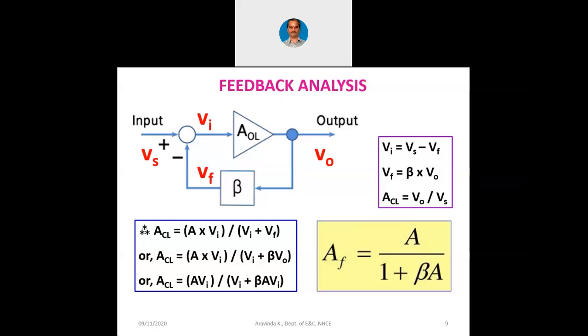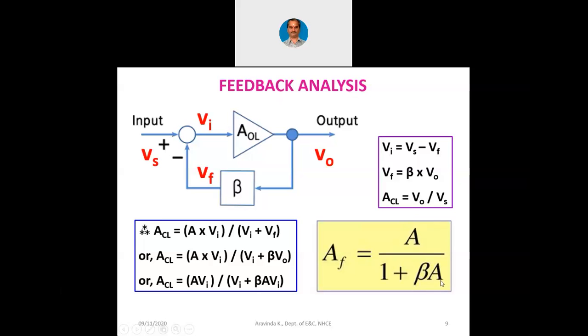So based on the requirement of the application, we will have to choose the value of beta. Here I told you that beta can be 0.1. Beta can be 0.01 also. It can be 0.001 also. It can be 10% also. It can be 1% also. It can be 0.1% also. That depends on the particular application. So A will naturally be larger, beta can be smaller.